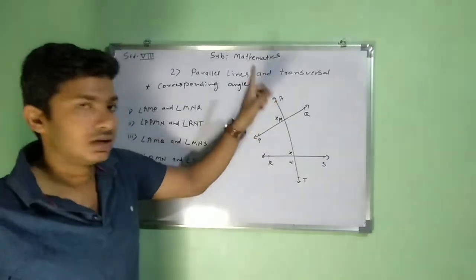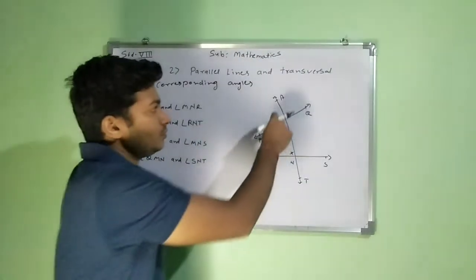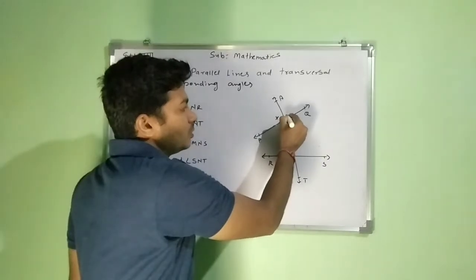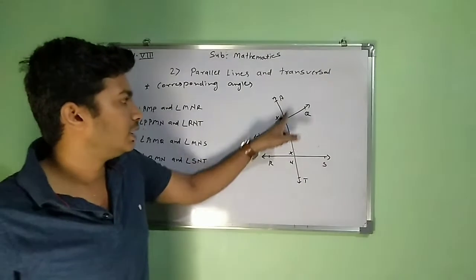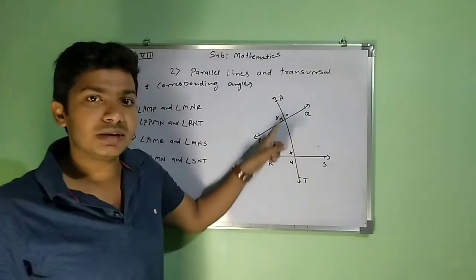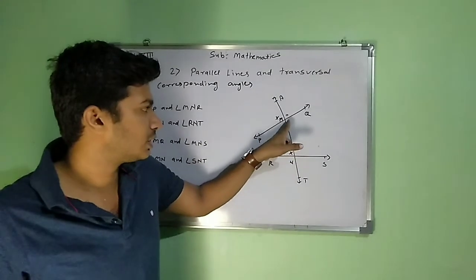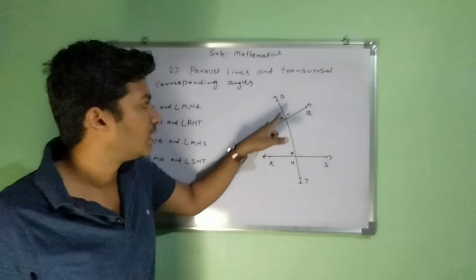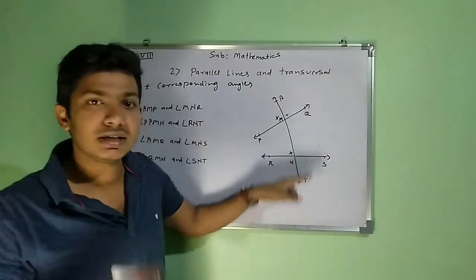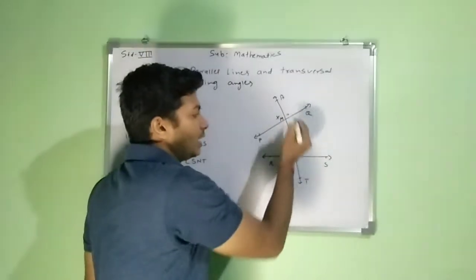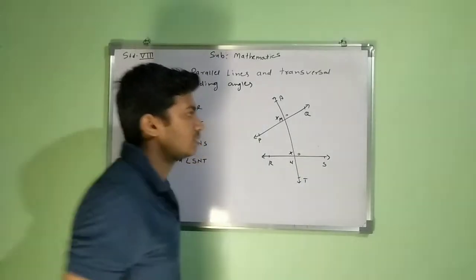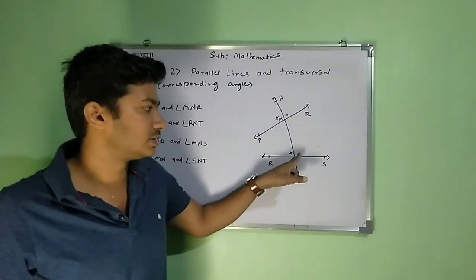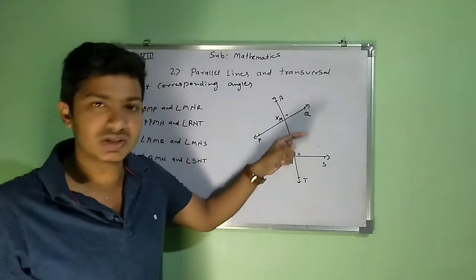Similarly, we can take it from the other side also. Consider angle AMQ. The first arm is in the upward direction. Considering MNS, here also the first arm is in the upward direction and the second arm is on the right-hand side of the transversal. So this angle is corresponding with this angle. That means AMQ is corresponding to MNS. These two angles are corresponding to each other.